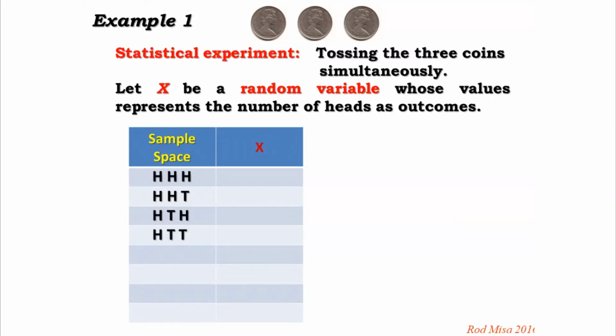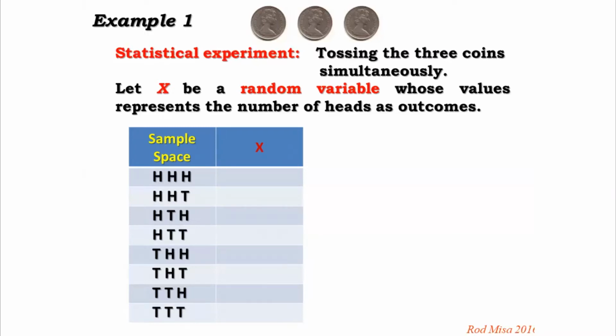Or we can have a head in the first coin and tails for the other 2. Or we can have a tail in the first coin and heads for the other 2 coins. Or a tail in the first coin, a head in the second coin, and a tail in the third coin. Or the first 2 coins resulting in two tails and a head in the third coin, or all of them are tails.